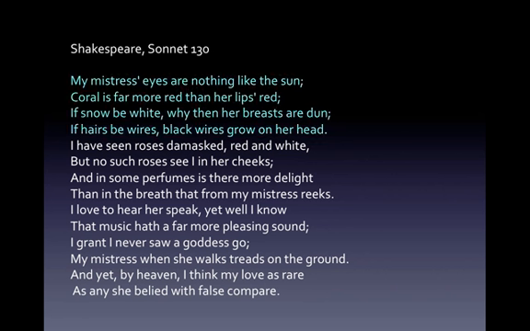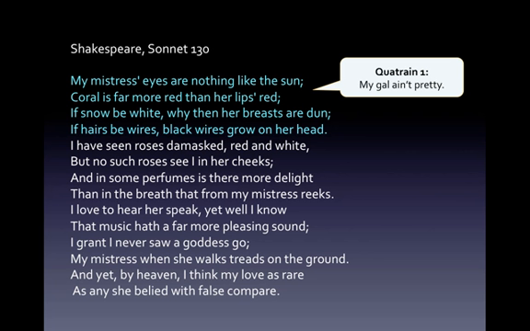In the first quatrain, the speaker tells us that my mistress's eyes are nothing like the sun. Coral is far more red than her lips red. If snows be white, why then her breasts are dun. If hairs be wires, black wires grow on her head. In other words, the speaker is telling us, my gal, she ain't pretty.